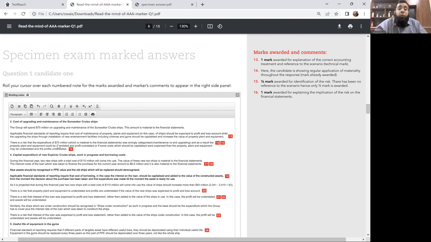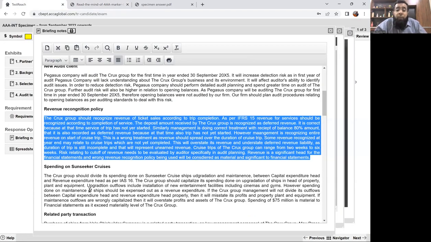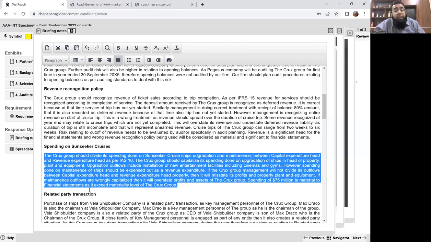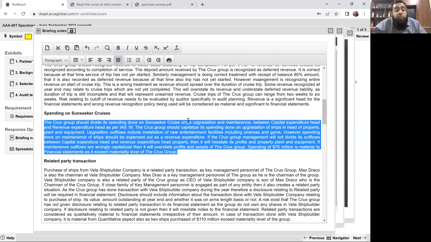Okay. So if you look at our answer, we also wrote the point on spending on Sunseeker cruises, that they should divide the spending between upgradation and maintenance, between capital expenditure head and revenue expenditure head. The Crux Group should capitalize its spending done on upgradation in the head of property, plant and equipment. Then we gave the reference of the scenario that upgradation outflows include installation of new entertainment facilities, including cinemas and gyms. So we referred to it. However, spending done on maintenance should be expensed out as a revenue expenditure.